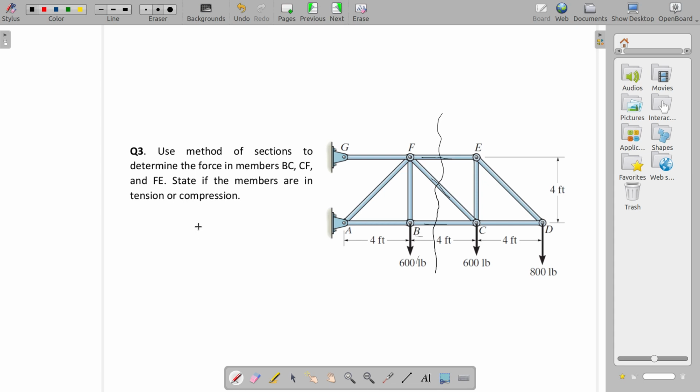So if we cut it here, we have E, C and D.